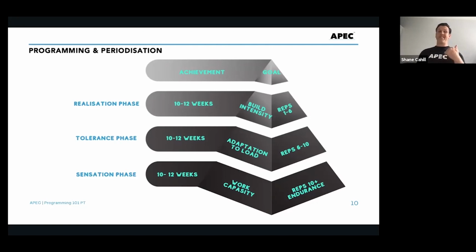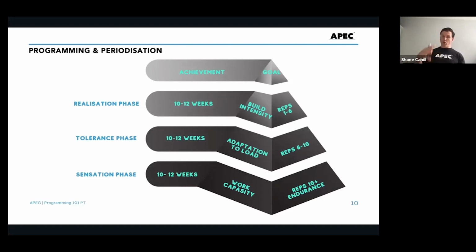The next phase is the tolerance phase. And this phase, again, traditionally can last 10 to 12 weeks, can be longer, can be shorter, depending on how your client progresses. This is where we get an adaptation to load. So the body starts to adapt to the load it's lifting. Again, the reps are in and around 6 to 10.